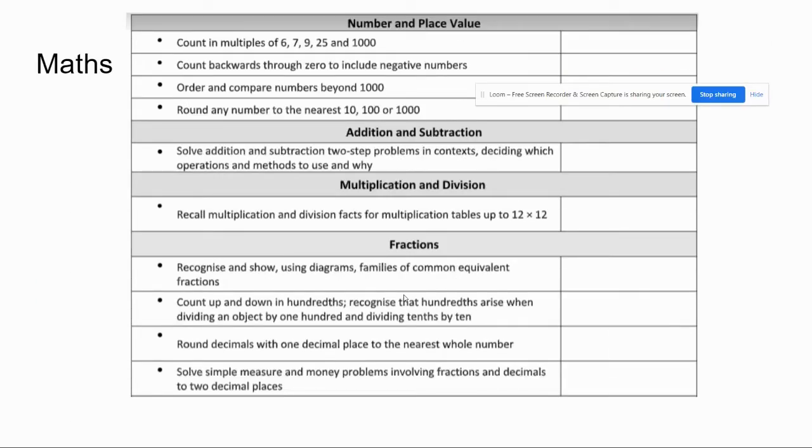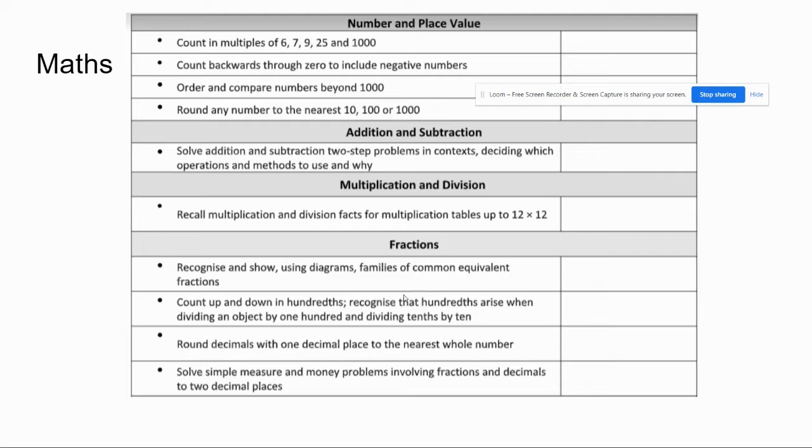Other things that are going to come up in the maths curriculum. So, as I said before, the children will need to count in multiples of 6, 7, and 9, because that prepares them for their times tables assessment. But they'll also need to be able to count in 25s and 1,000s, so counting in thousands in year 4.